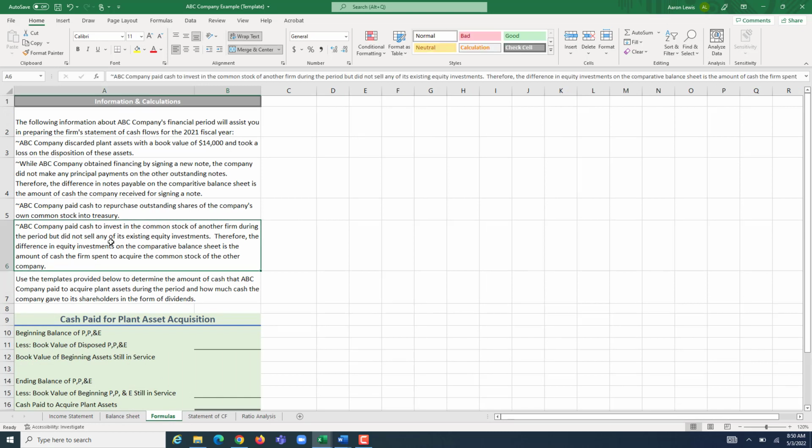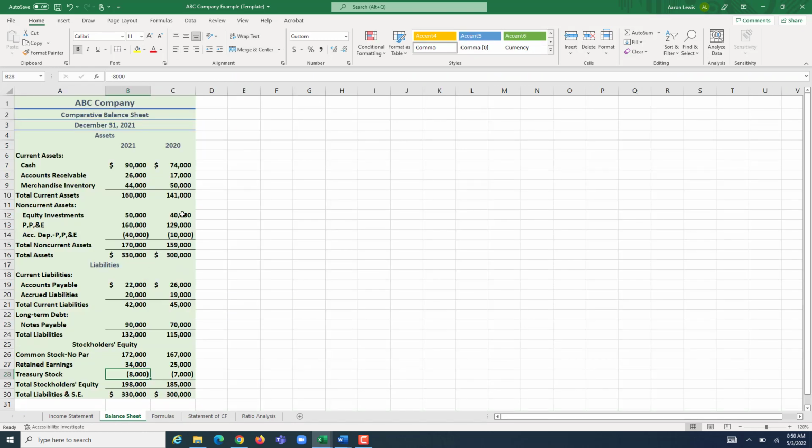They paid cash to invest in the common stock of another firm during the period, and they did not sell any existing equity assets, which means the amount of cash that they paid out for the purchase of these investments must be the difference between what they're reporting as equity investments on their last 2 balance sheets.